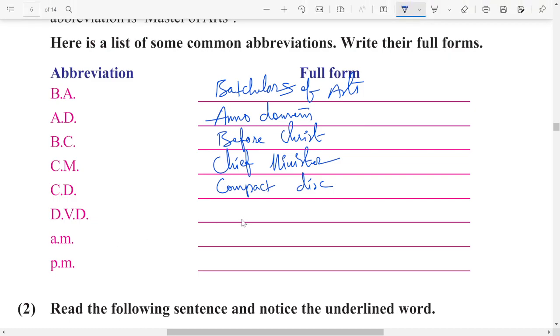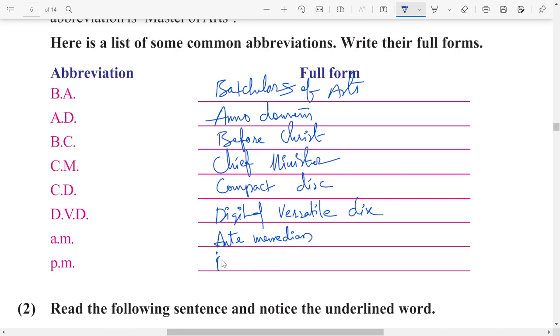Next one, DVD is called digital versatile disc. Okay, next one, AM. What is AM? AM is anti-meridian.